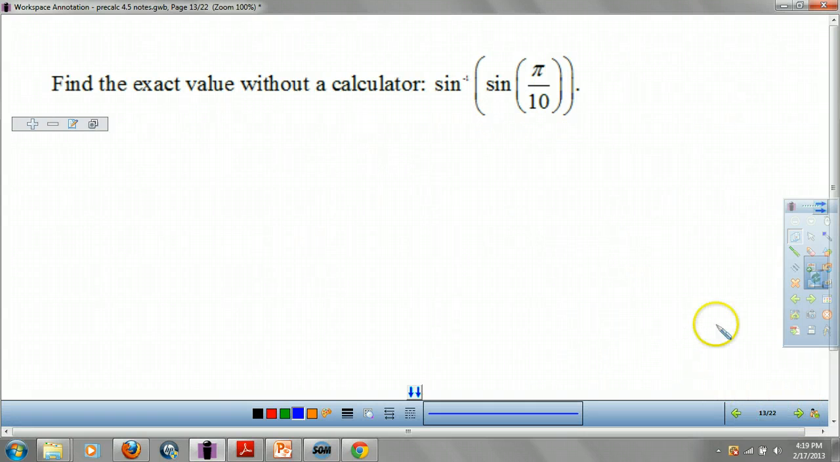Find the exact value without a calculator. Sine inverse of sine of pi/10 equals, well, guess what? Sine inverse is the inverse of sine, so they cancel each other out. So your answer is pi/10. Wasn't that silly? Yeah, it was. Okay, good so far?